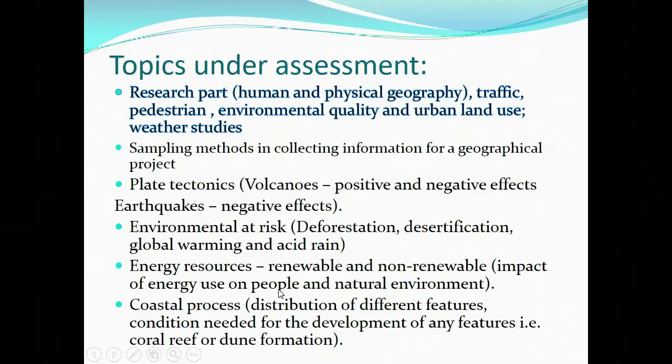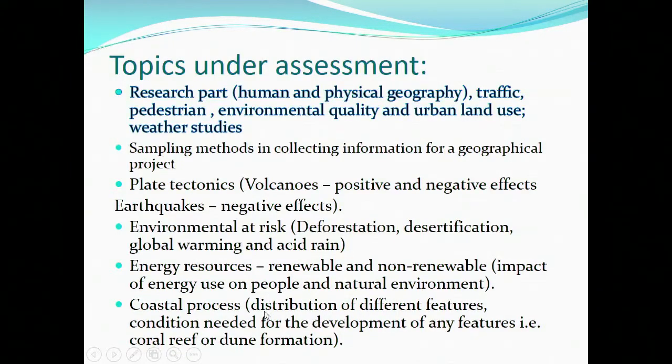Sometimes you will find a question that asks you the impact of energy use or any phenomena on people and on the natural environment, which means that here you need to mention points on natural environment and points on people. If they just ask you on people, then make sure that you concentrate on people only. And if they ask you on the natural environment only, make sure that you concentrate on the natural environment only, because mixing both will not benefit you any marks if they happen to ask you just one of the two.